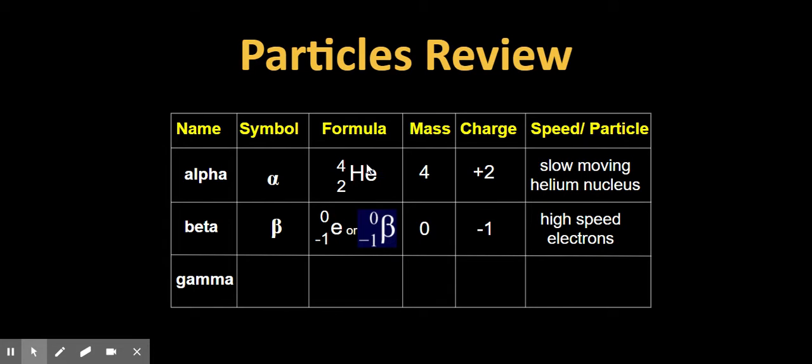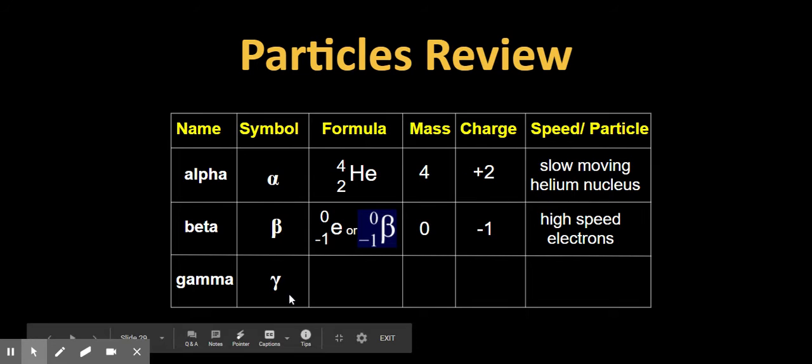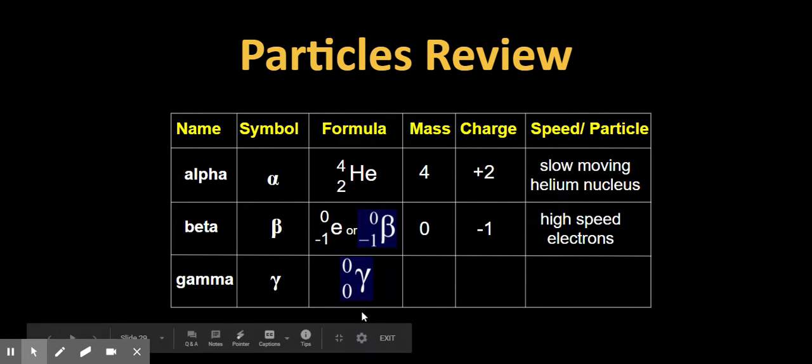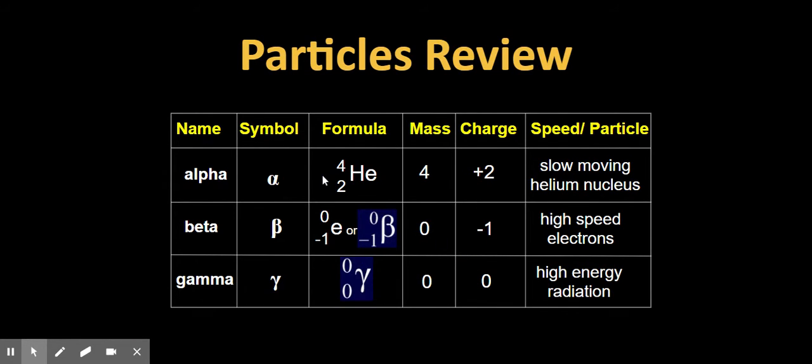Its particle is high speed electrons. Our gamma rays are represented by the Greek letter gamma, which looks like a twisty V. Its formula is 0, 0, gamma. Its mass is also 0. Its charge is 0. And it is high energy, pure radiation.